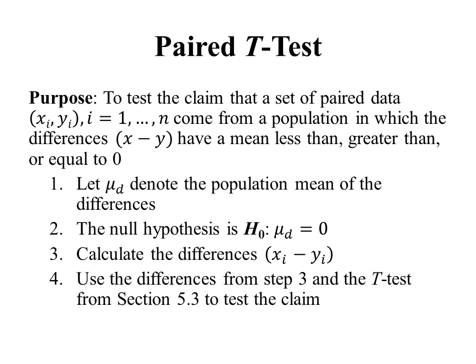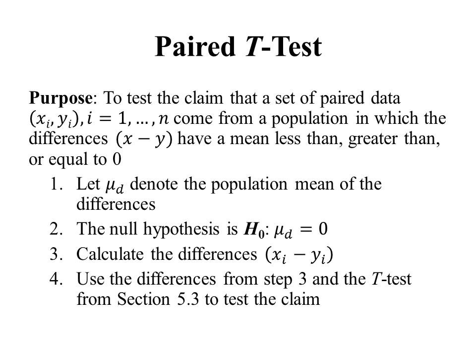The second step in a hypothesis test is to calculate the test statistic. And so let's talk about how we're doing this here. The test we're using is called the paired t-test, and the purpose is to test a claim that a set of paired data come from a population in which the differences have a mean less than, greater than, or equal to 0. And that's exactly what we have here. We have data that comes in pairs. Each student gives us 2 numbers. And the claim is that these differences have a mean that's greater than 0.